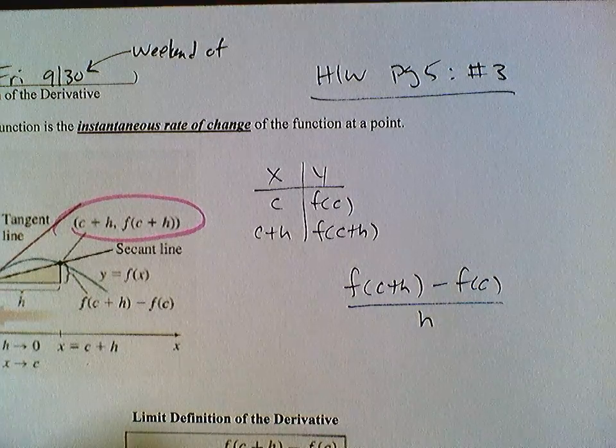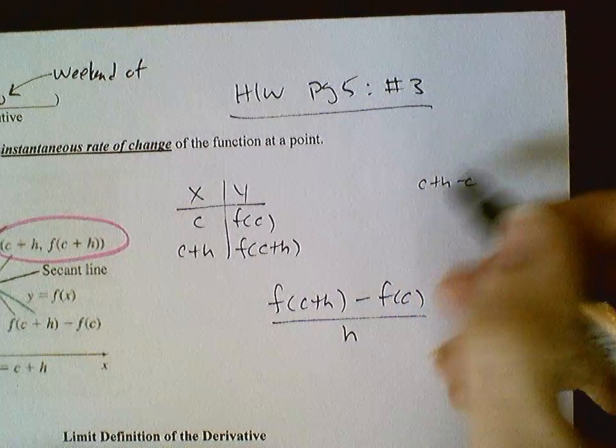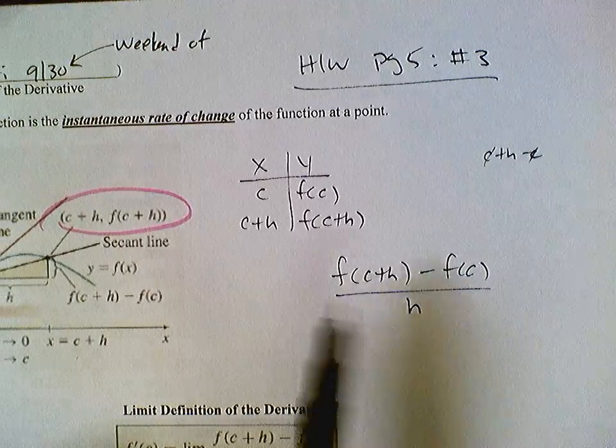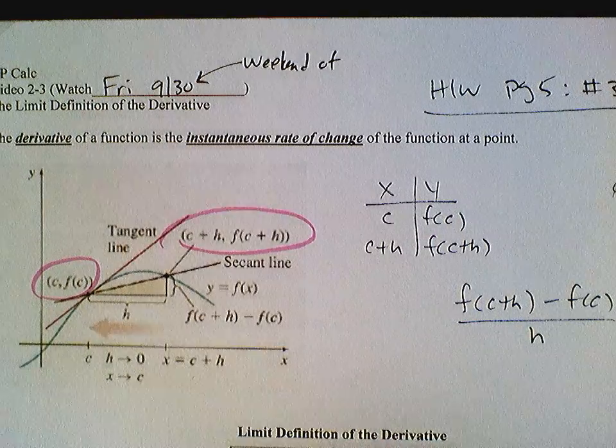Okay, and if that doesn't make sense to you, then go off to the side. I'll actually do it anyway. So c plus h minus c, look right there, guys. So that's just h. All right, so change in y over change in x. This is the slope of the secant line.